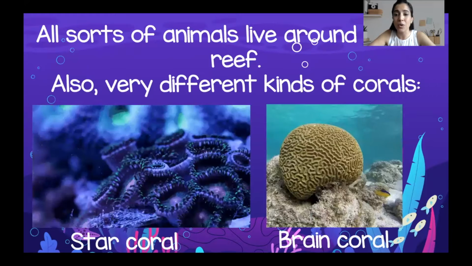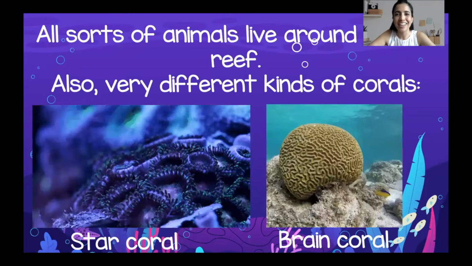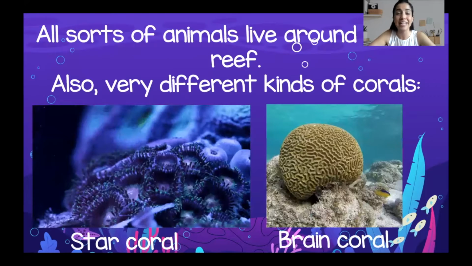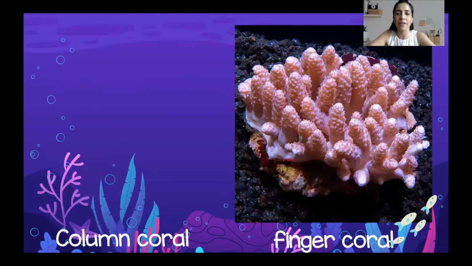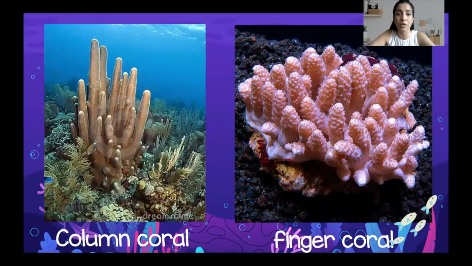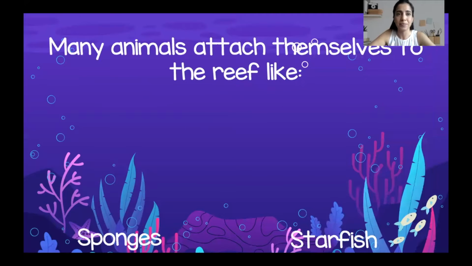These are the brain corals. Look at those. Yes, those are funny, right? They look like brains. You can also find finger corals. You know why, right? What do they look like? Yes, they look like fingers. Or column corals. These are very tall and they can be very, very big corals.